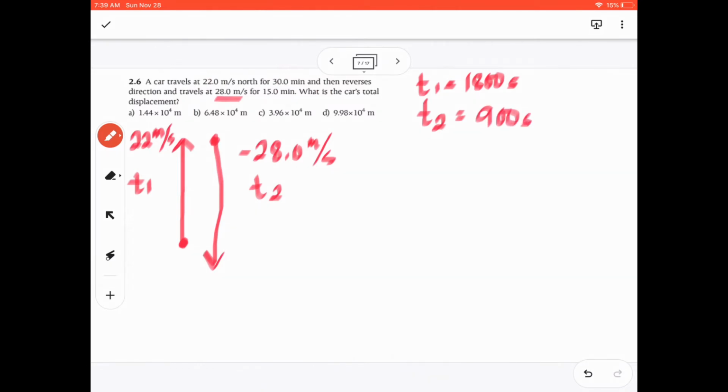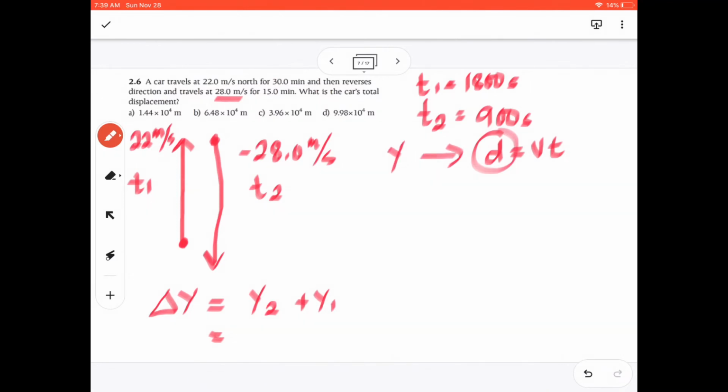Okay, now we're looking for the car's total displacement. The total displacement over here is delta y equal to y1 plus y2, and y2 is distance. The formula that we're going to use is v times t, because distance is equal to velocity times time. In this case d is y, because we're moving along the y-axis.